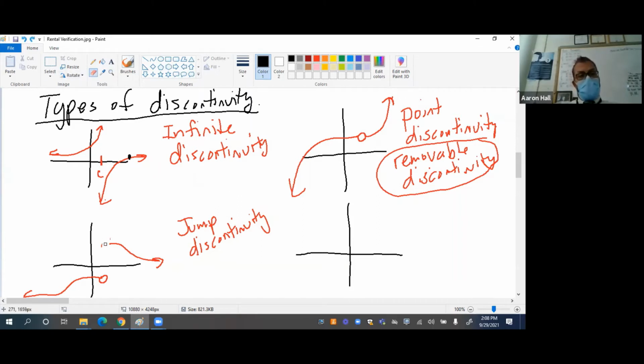What if I made an open circle here? Would this be any different? No, it's still a jump discontinuity, right? It's still a jump discontinuity. So what defines a jump discontinuity compared to an infinite discontinuity?